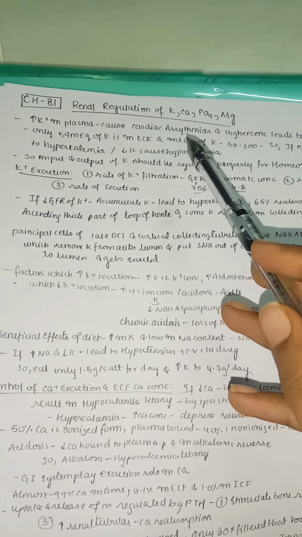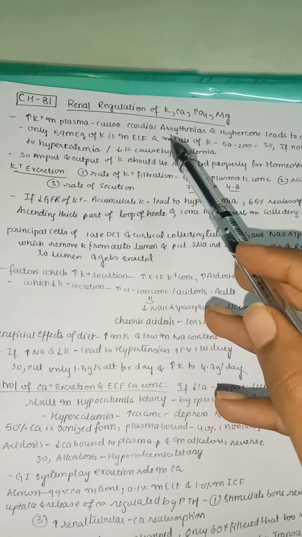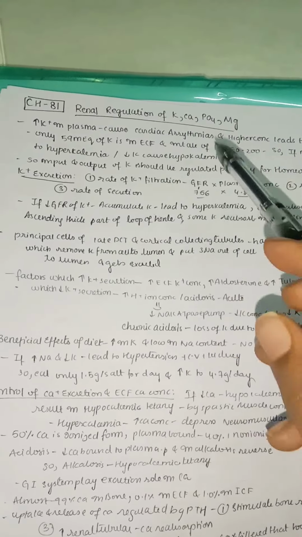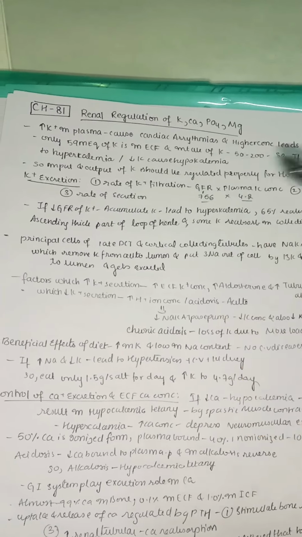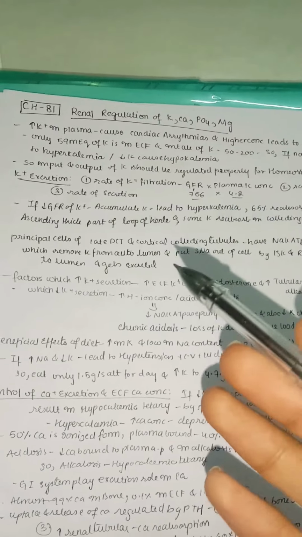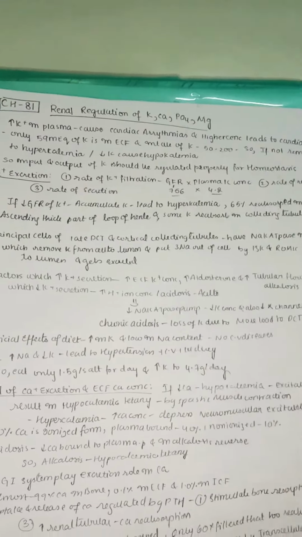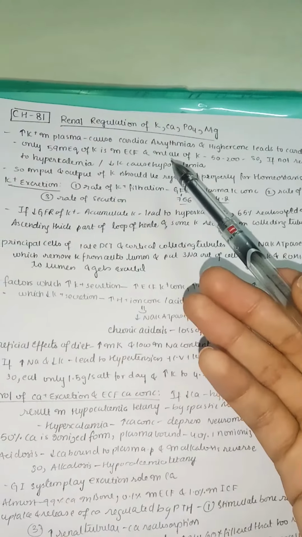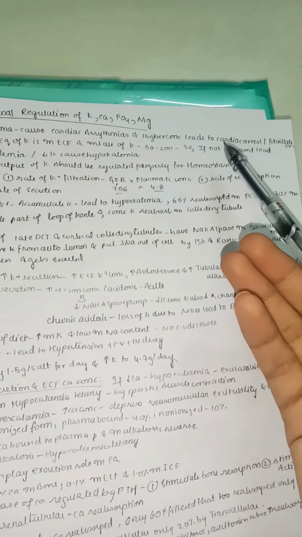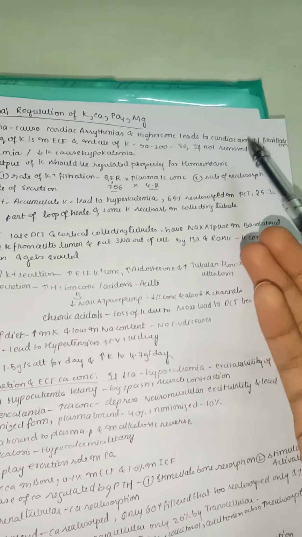Actually, the potassium is mainly present inside the cells. In the extracellular fluid only a very small percent of potassium is present, but sometimes in hyperkalemic conditions the potassium concentration may increase in the plasma. In such cases it may lead to cardiac arrhythmias, and very much higher concentrations may also lead to cardiac arrest or fibrillation.